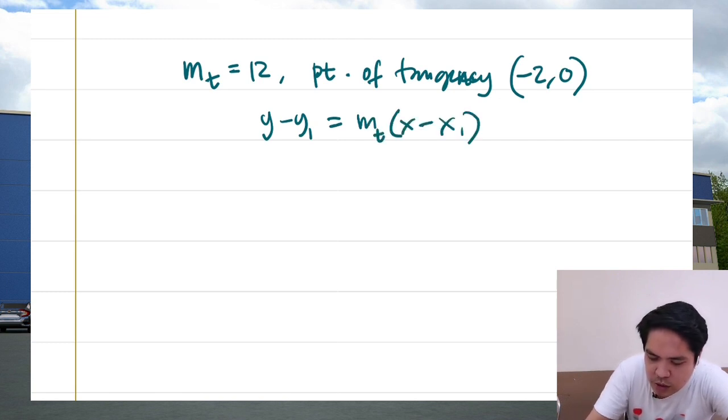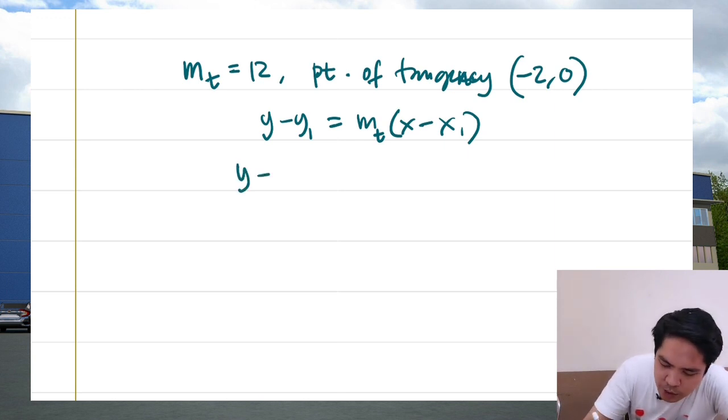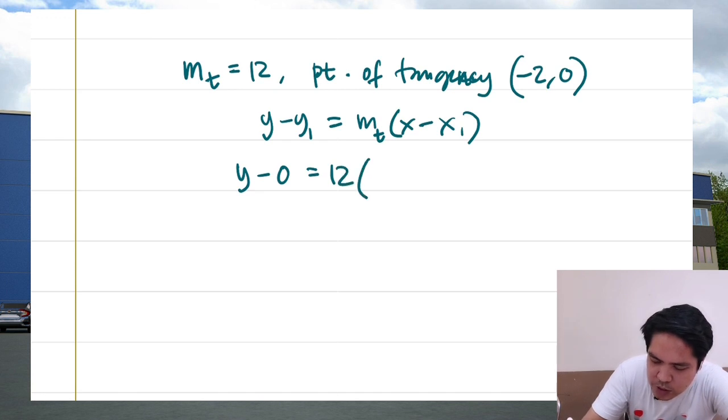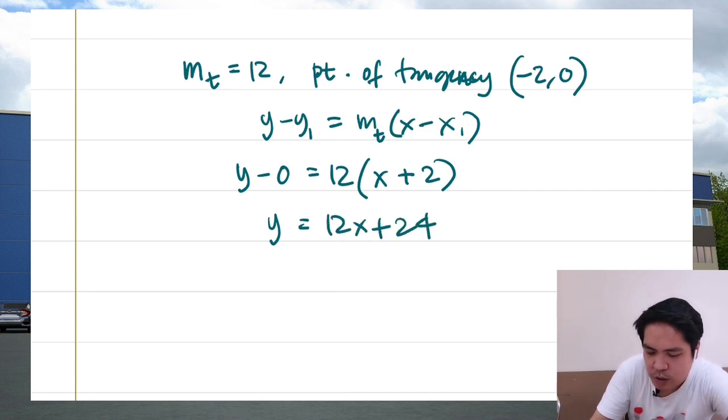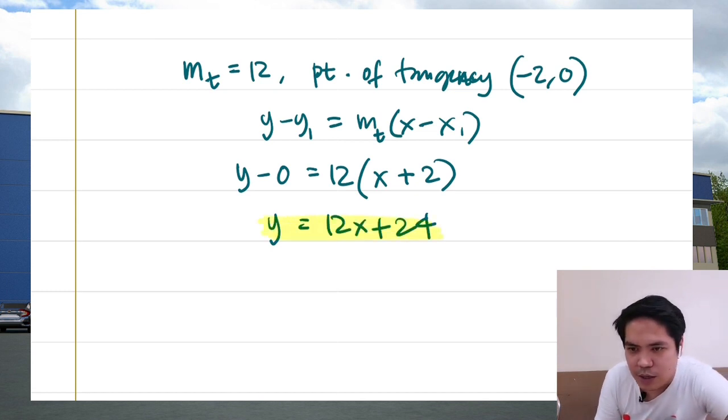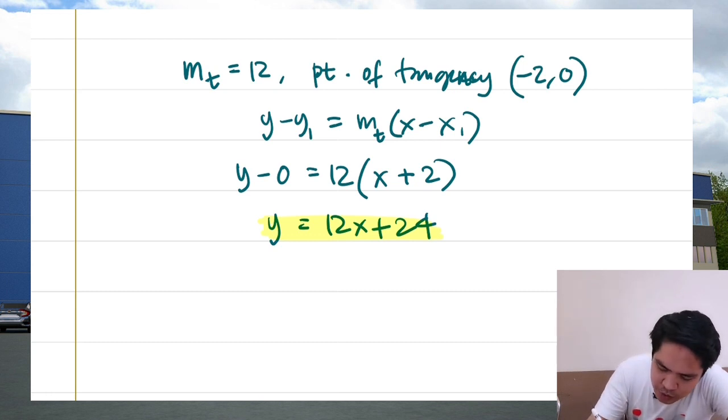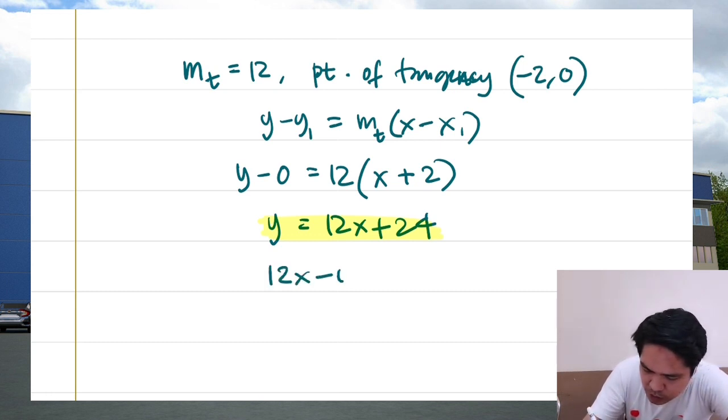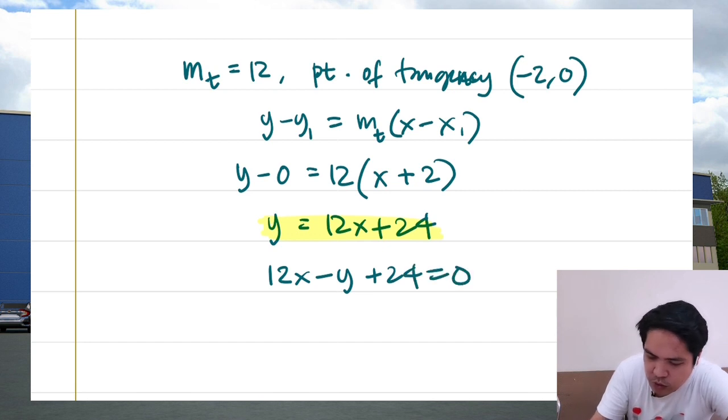So in this case, we substitute with the slope of the tangent. So we have y minus 0 is equal to 12 times x minus negative 2. So we have y is equal to 12x plus 24. So this is the slope-intercept form of that line, or the point of tangency. Oh no, the tangent line. So we could also rewrite this as 12x minus y plus 24 equals 0. That's the general equation of our line, or the tangent line.